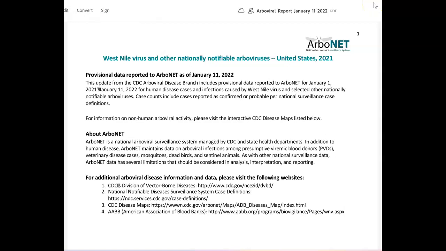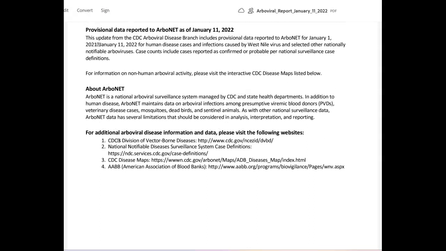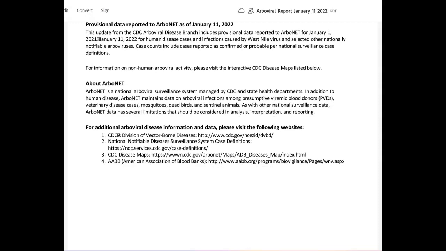And today I'll be talking about ArboNET, but sourcing that from, instead of a map, showing you how the report looks like. And for starters, you can see that it's not very interactive. It's just a report of 10 pages, and it does explain to you a little bit better about arboviral infections. And presumptive arboviral infections are viremic blood donors. That's always a fear. And then veterinary disease cases, mosquitoes, dead birds, and sentinel animals.